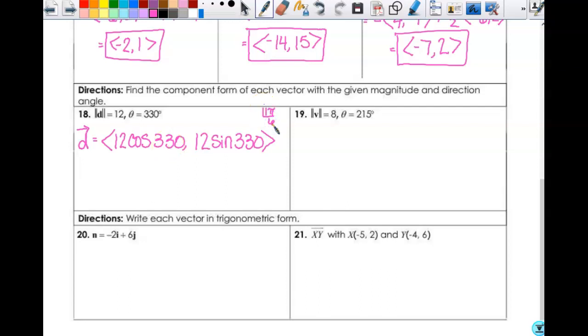So I know then that the cosine in the fourth quadrant is positive, and the cosine of pi-sixths is the square root of 3 over 2. So this would be 12 times the square root of 3 over 2. Then the sine in the fourth quadrant is negative, so that would be 12 times a negative 1/2. So in the end, vector D in component form is 6 square root of 3, negative 6.